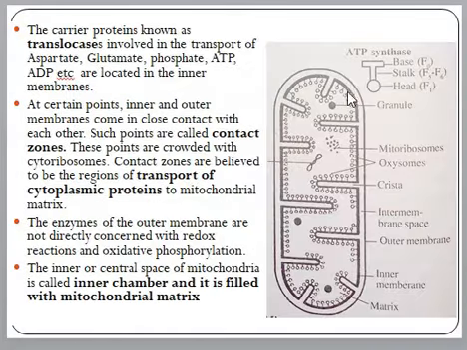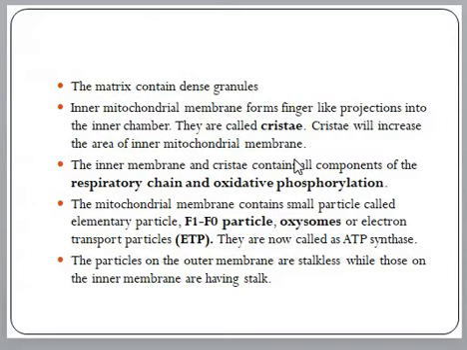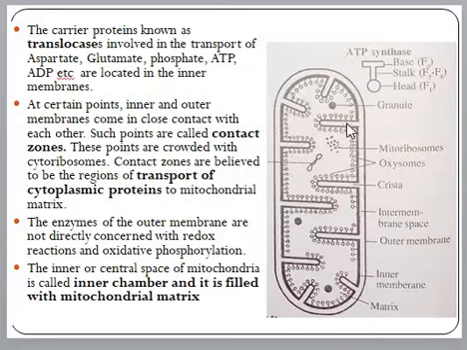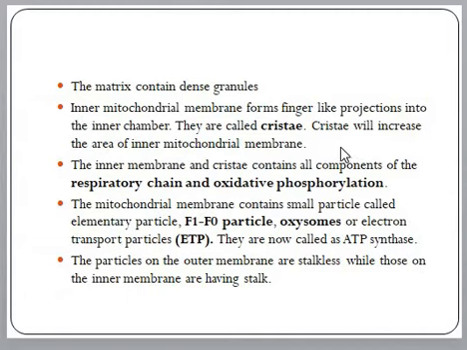If you see this inner mitochondrial membrane, it forms invaginations or foldings into the inner chamber of the mitochondria. So many foldings you can observe. These foldings are called cristae, and these cristae are the structures which carry the enzymes for redox reactions and oxidative phosphorylation.